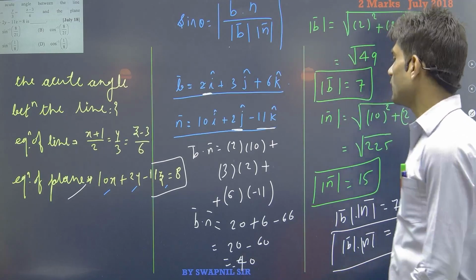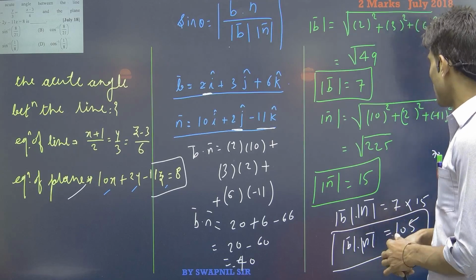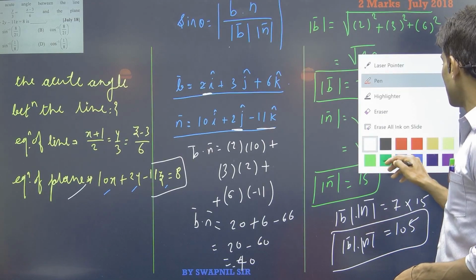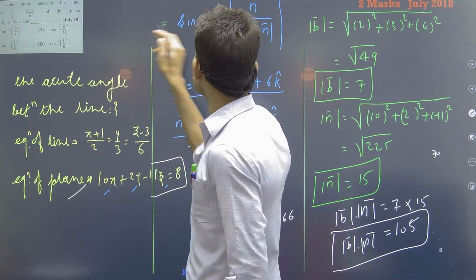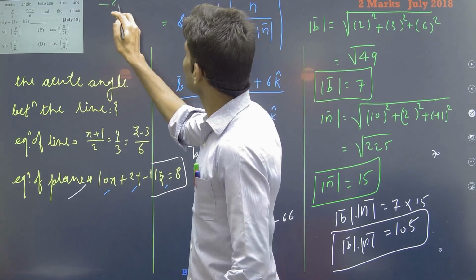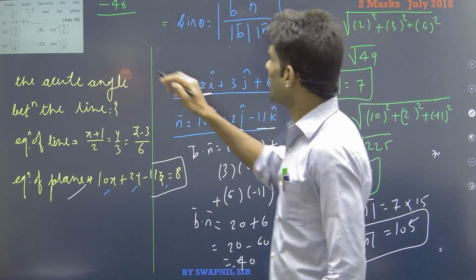This one is the value b bar dot n bar, which is negative 40 here, and modulus of b bar times modulus of n bar, which is 105 here. Let's go for finding the next values. Here I'm going to find sine theta, which can be written as b bar dot n bar, which is negative 40, completely divided by modulus of b bar times modulus of n bar, which is 105.